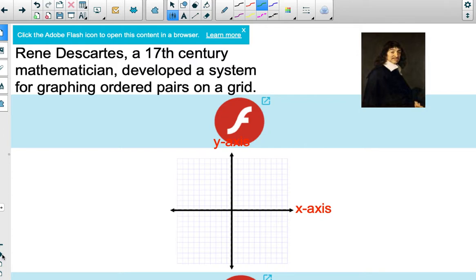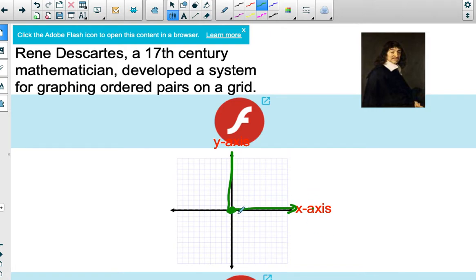René Descartes, a 17th century mathematician, developed a system for graphing ordered pairs. Up until now, your elementary school teachers may have only given you 1/4 of the graphing area. So quite often when we go to graph something, we do our graph up in here, and we have our x-axis and our y-axis. That's only 1/4 of what we call the Cartesian plane. And we've normally only used this quarter because it involves positive numbers. So right here at the center, we call this the origin.